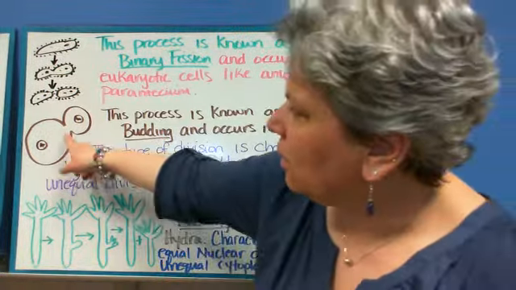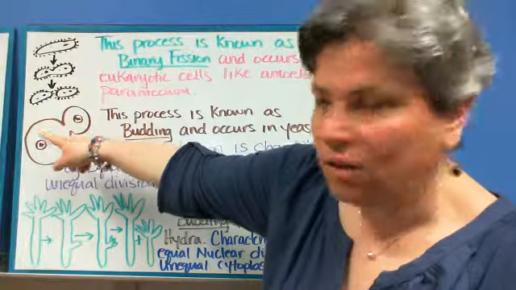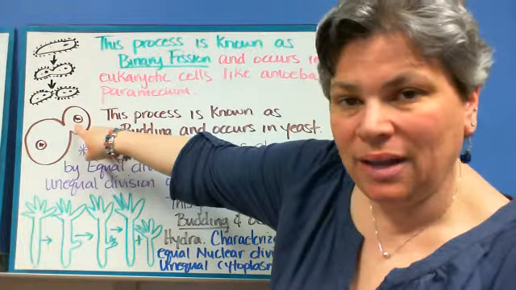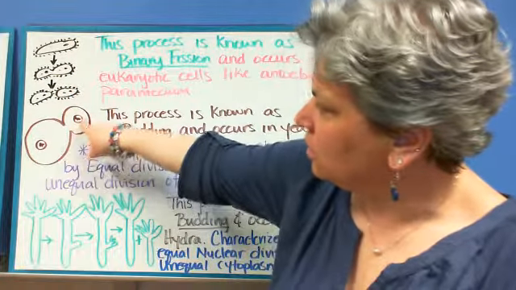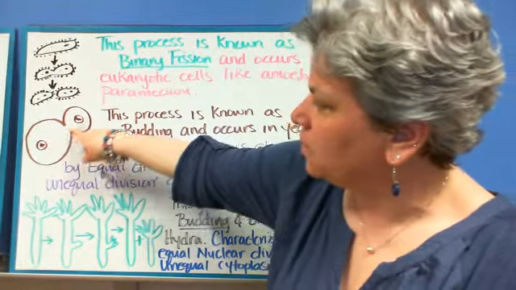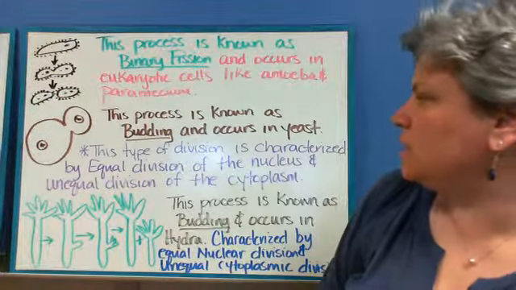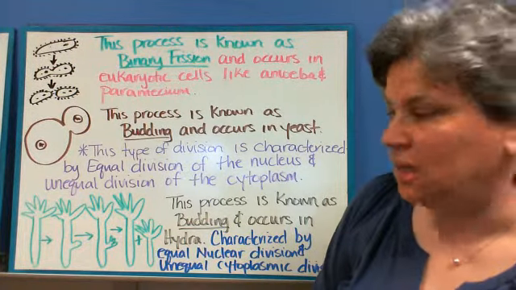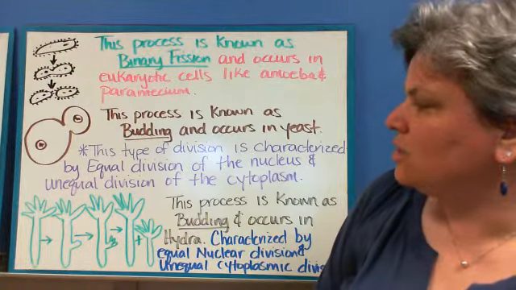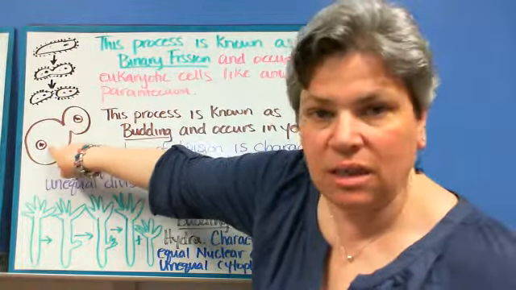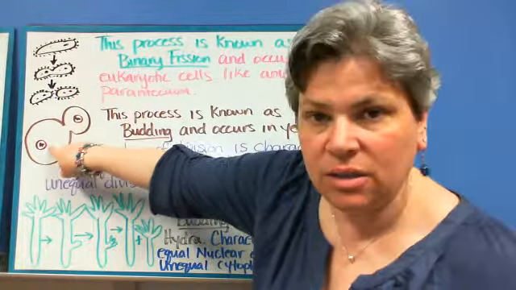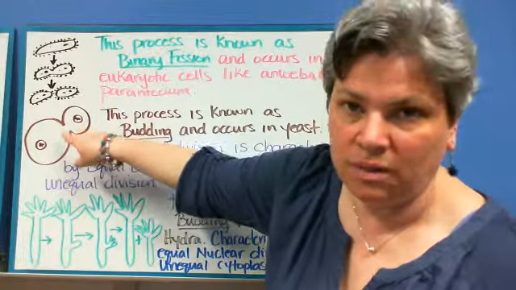Another example here, I have a larger yeast cell, and growing or budding off of that, I have a smaller yeast cell. Notice here that we see things that are very much the same. This process is known as budding, and it occurs in yeast. This type of division is characterized by equal division of the nucleus. You can see they are the same, but unequal division of the cytoplasm. Notice this cell is much larger than this one is.